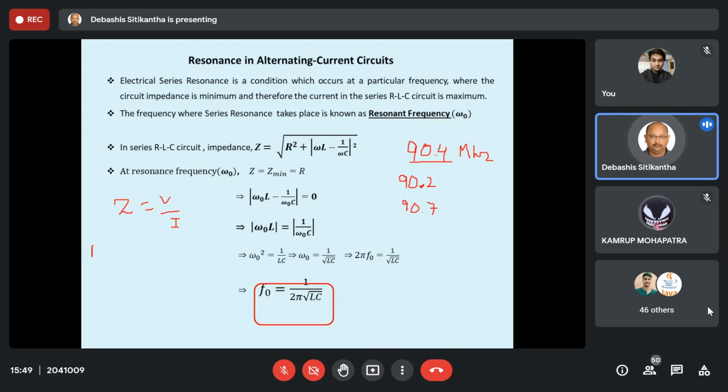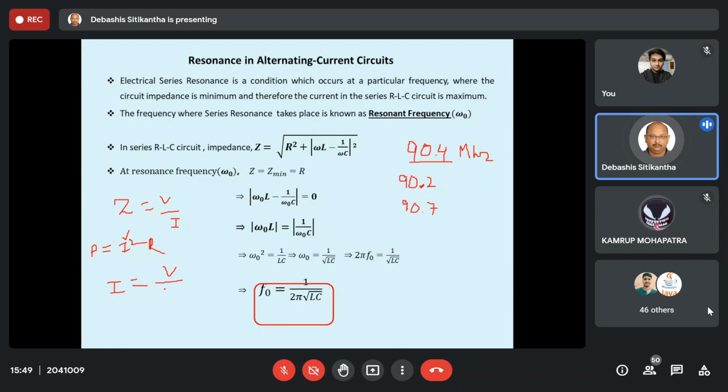Now we know that max P, the energy, is equal to I square R. R is a fixed quantity. So if I could increase the value of this I, then only the power absorbed will be maximum. Now what is I? I is equal to V by Z.